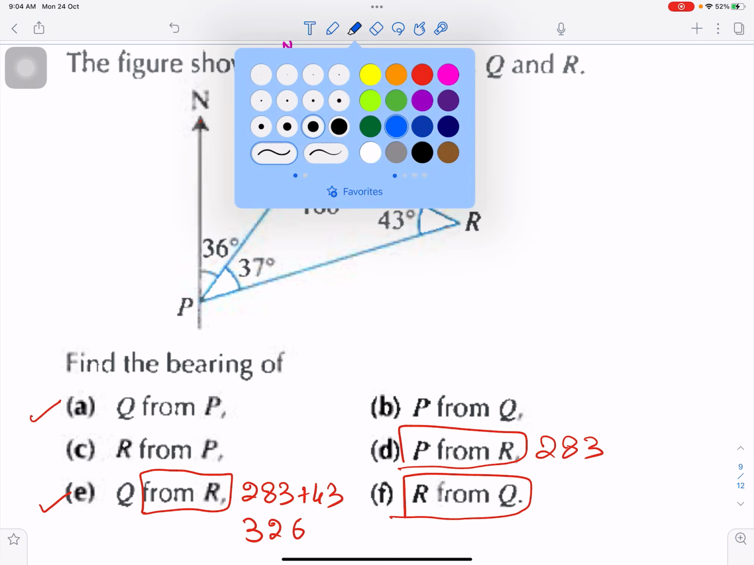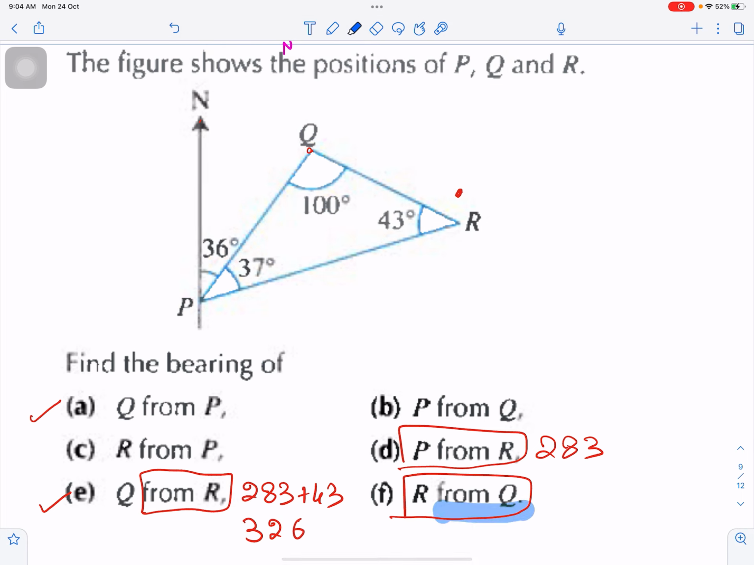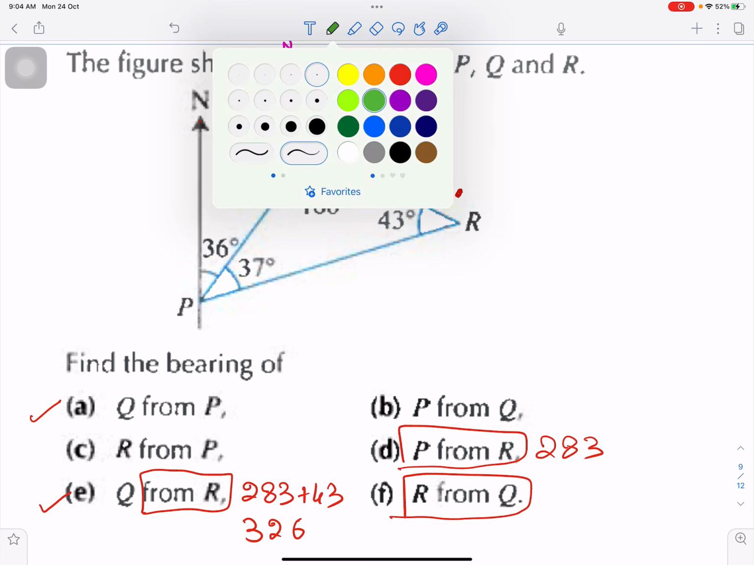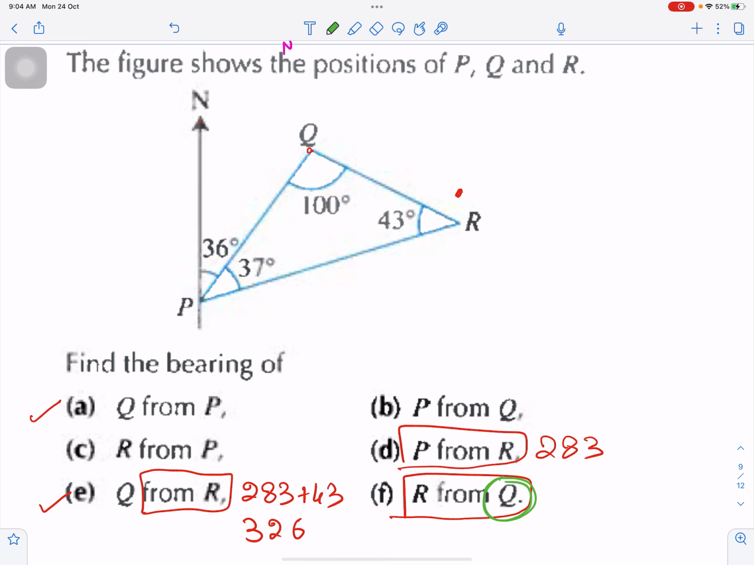Okay, so from Q. It means now I will draw north at Q. It is here, right? And I will join R and Q with a straight line, which is here. So I have to measure bearing R from Q. So north at Q I will go clockwise till this line. So now this is my answer.